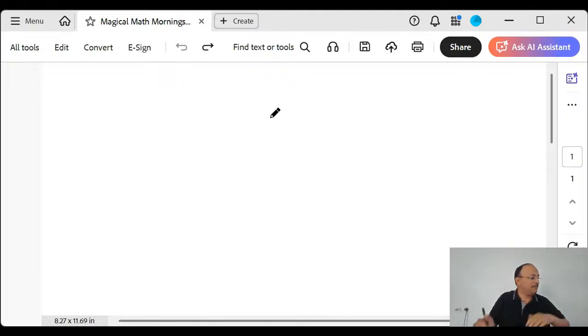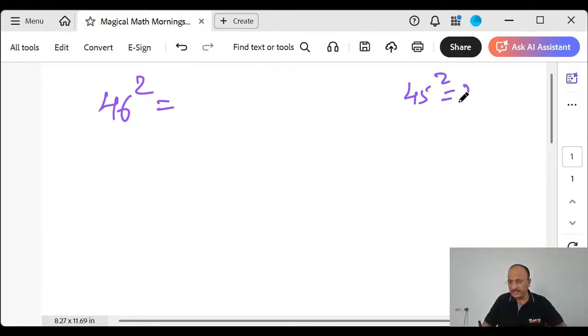Okay, let me give you one simple number. I want you to find out 46 square. Can you do this? Put the answer in the chat very quickly. 45 square you know very easily. 4 5s are 20, followed by 25. Now you start for 46. Add 45, 2070. Then add 46.